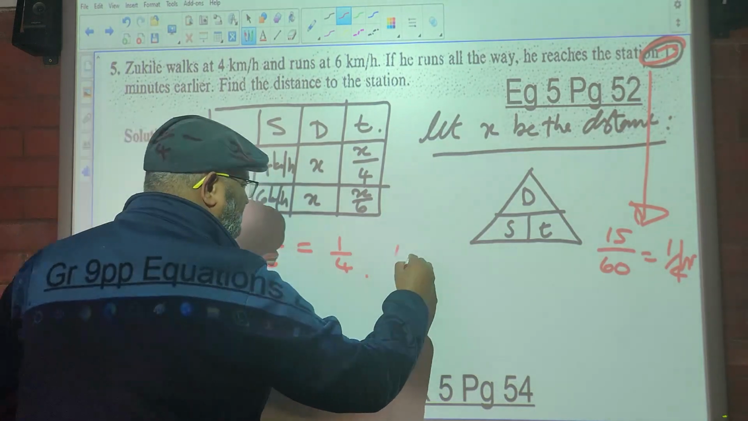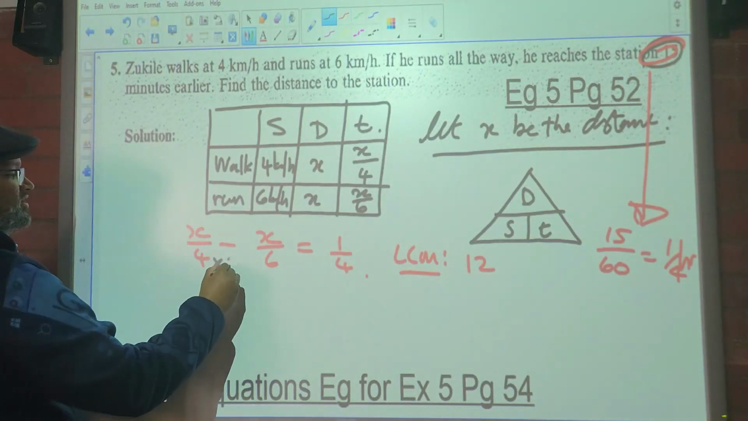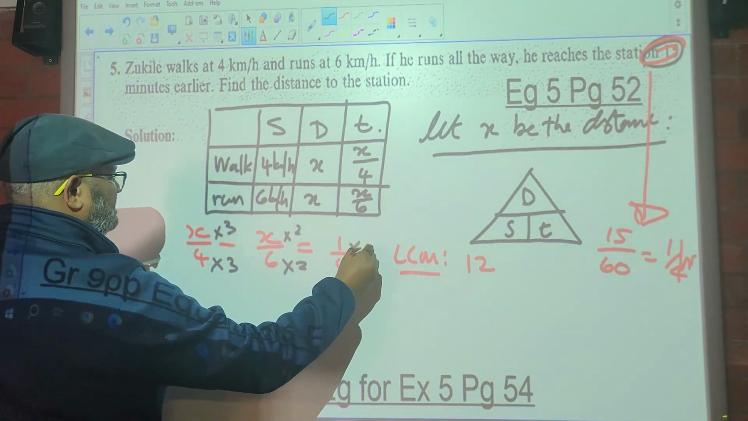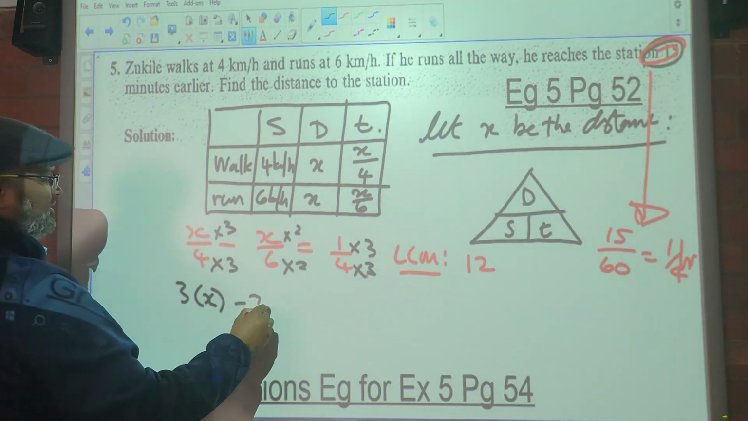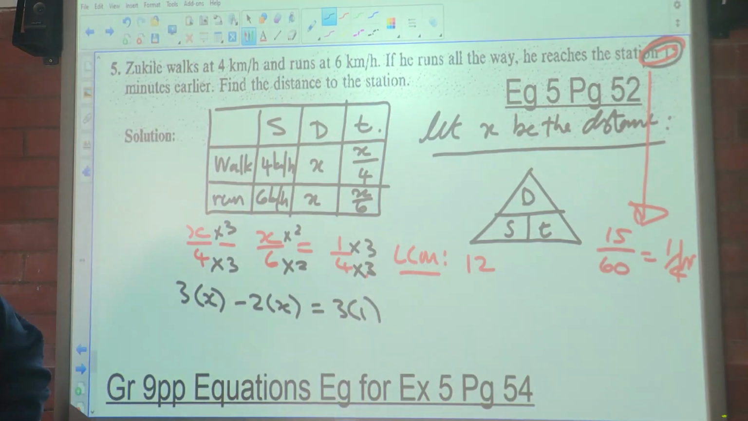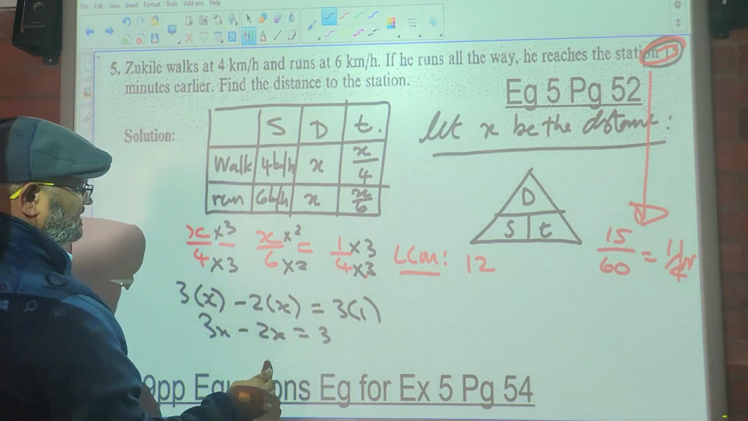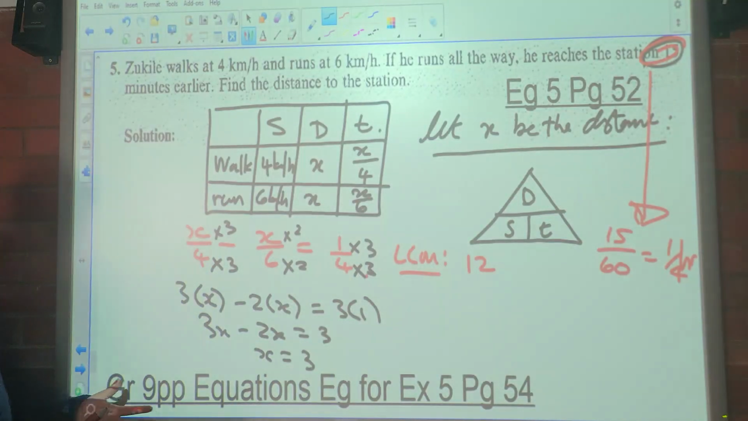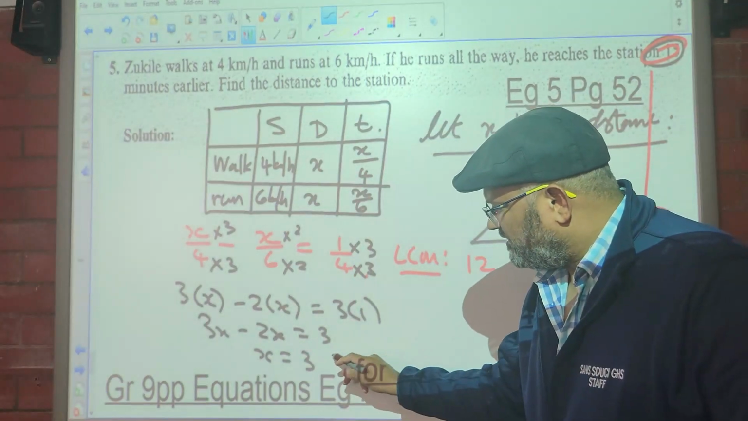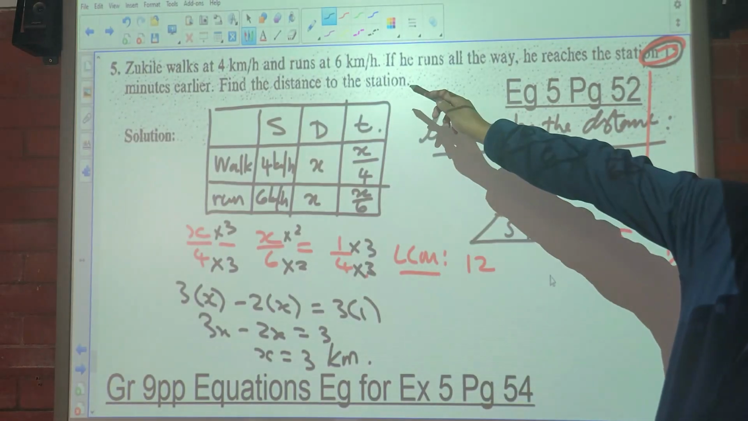What is your LCM here? 12. So this must be multiplied by 3. This must multiply by 2. This multiply by 3. So it's going to be 3 into x minus 2 into x equals 3 into 1. Right, so 3 times x is 3x minus 2x is equal to 3. So x is equal to 3. But what does this represent? Let x be the distance. So therefore, it will be 3 kilometers. Find the distance of the station, it's 3 kilometers.